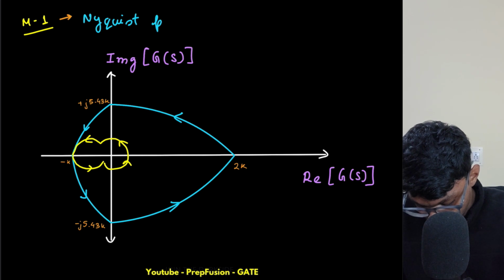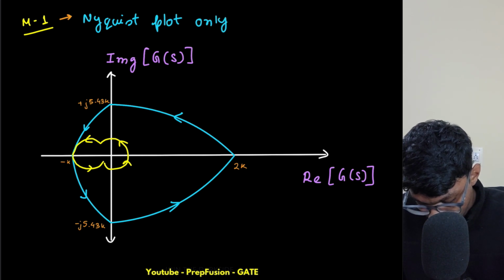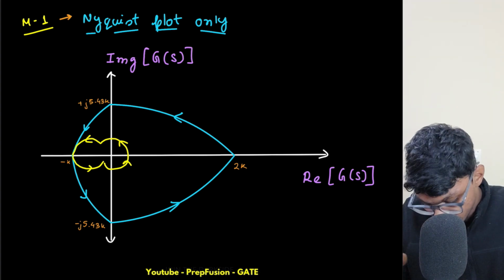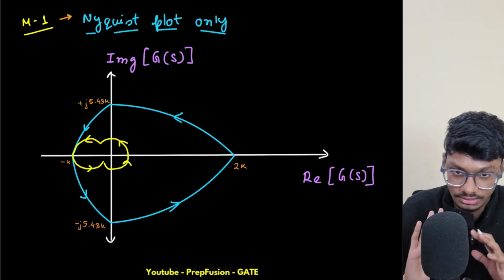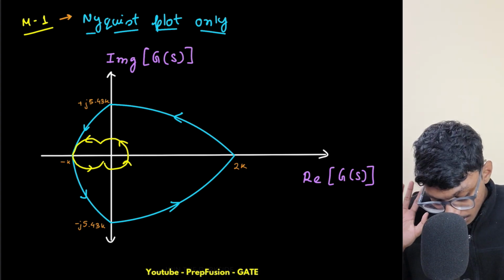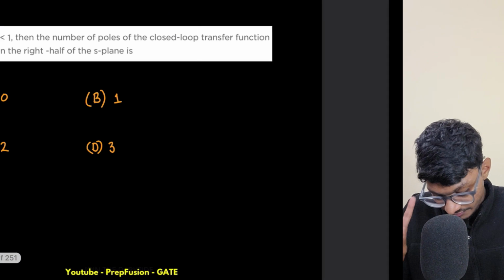The Nyquist plot only. So if you want to solve it with the Nyquist plot only, how will we solve it? This is the Nyquist plot. I've just drawn it the same, ditto, as it is given over there. Now, what is the information given to us?